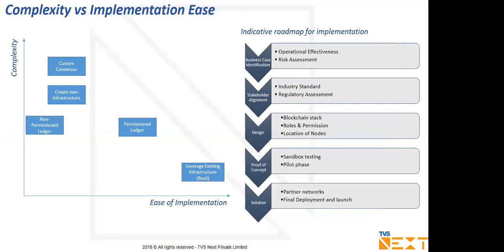But what kind of indicative roadmap can you probably have? So first, we would suggest that you identify the business use case. Ask yourself those questions, and then you'll also have to look at your industry standard and regulatory assessment, because you will also have to ensure that the regulatory body is also there in the ecosystem. And blockchain stack.